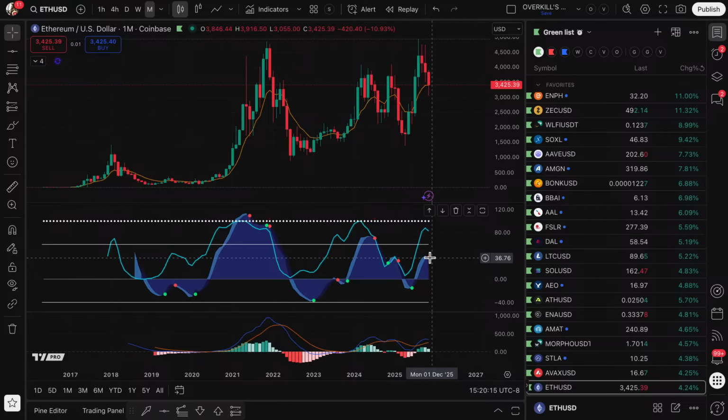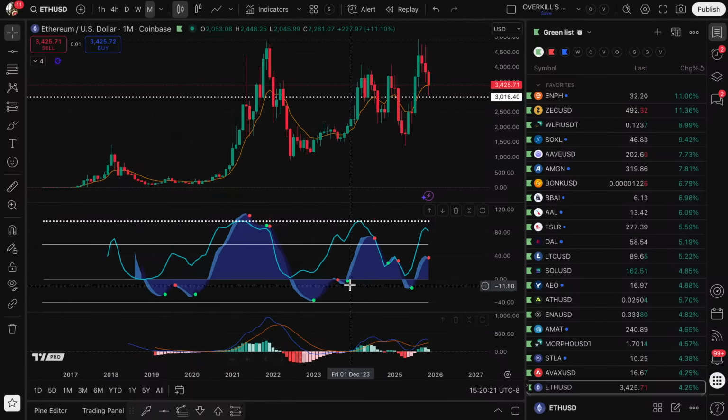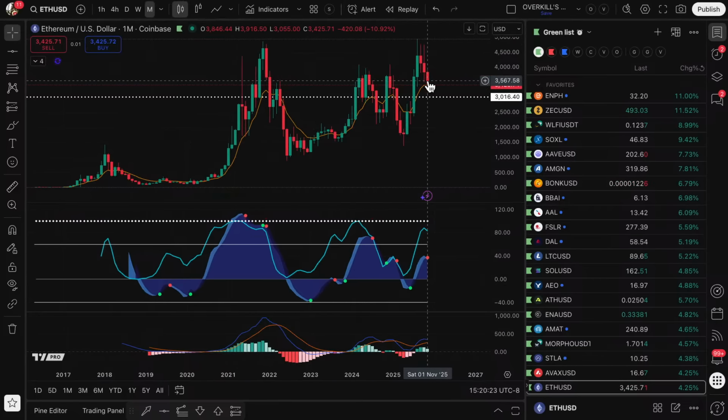You can see Ethereum has a red dot here on the monthly as well. So we need Ethereum to hold on to 3,000. If Ethereum breaks 3,000, it's going to get ugly. But as long as we hold 3,000, I think we're doing pretty good.